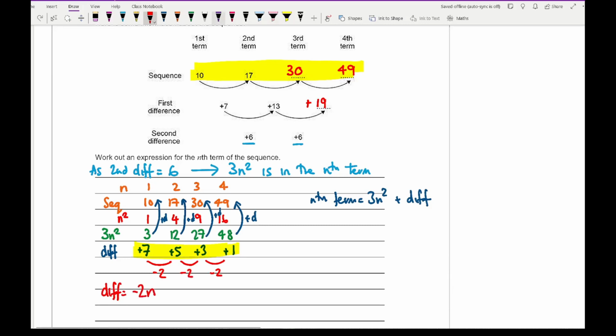And then what you have to add to the difference to get to the first term? Well, you need to add 9. So the formula for the difference is going to be minus 2n plus 9. So therefore the nth term is going to be 3n squared plus the difference, which is minus 2n plus 9, and there is my final answer.